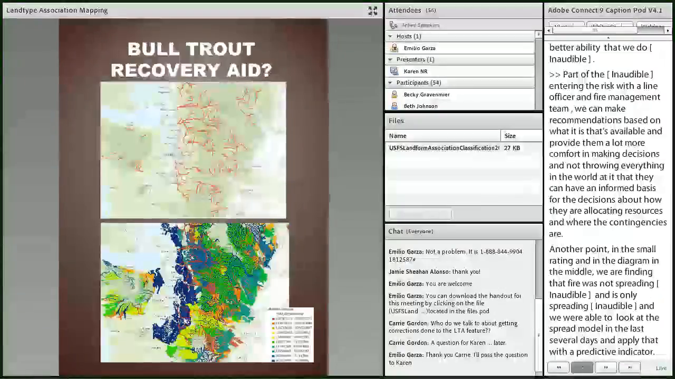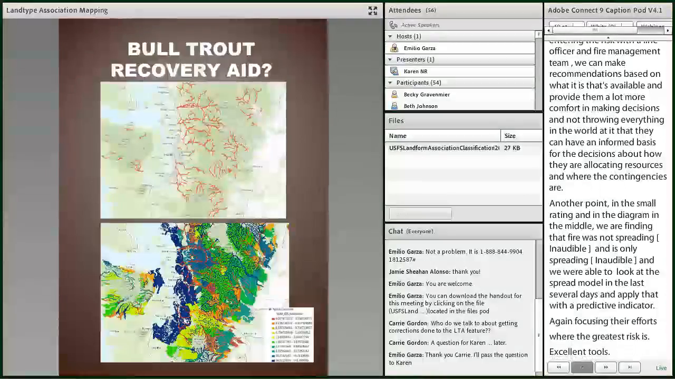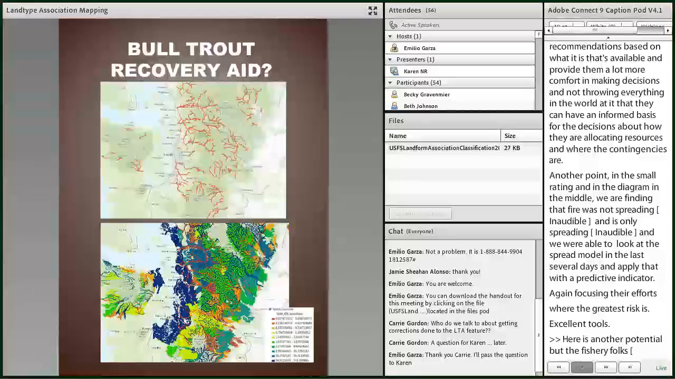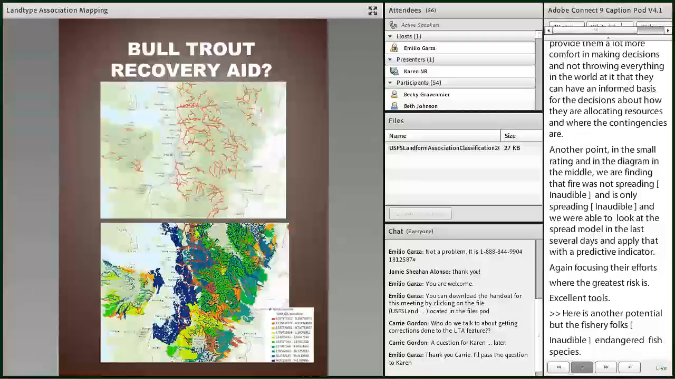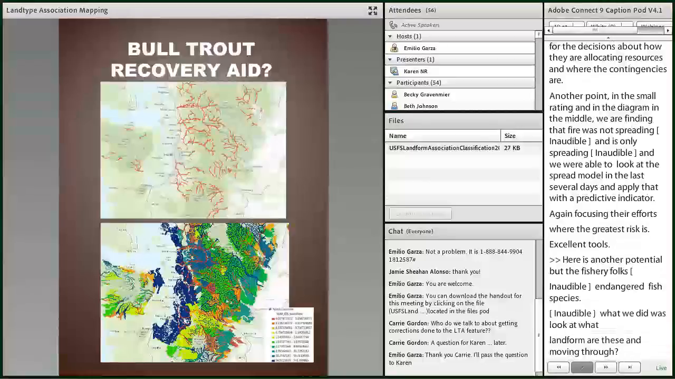Thanks. So here's another potential use. The fisheries folks have mapped bull trout habitat. Bull trout is a threatened and endangered fish species. And so I zoomed into the Mount Baker and Olympic National Forest. What we did was look at what landforms these are moving through, and can we calculate stream miles per landform? And make the assumption that if they're there, then they're in similar landforms.